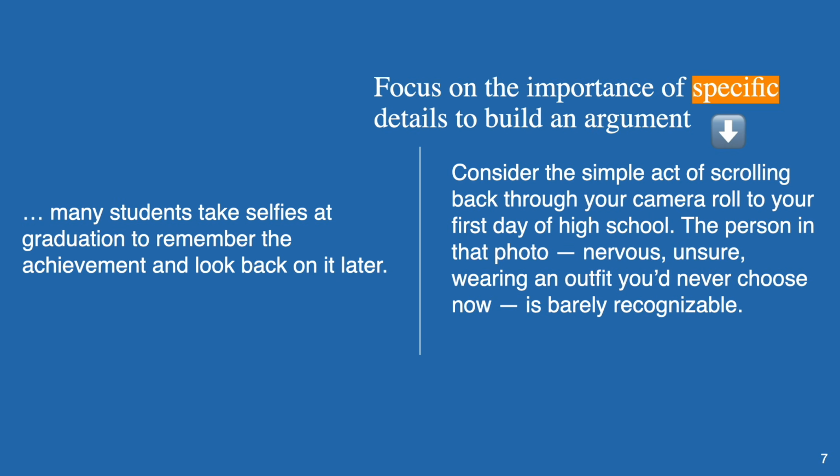The scoring rubric says, focus on the importance of specific details to build an argument. And this is the level of specificity you need to achieve. Now let's compare the commentary of these two versions. In the shorter version, the writer says, these photos serve as a visual diary that captures meaningful experiences. It's just rewording the claim.